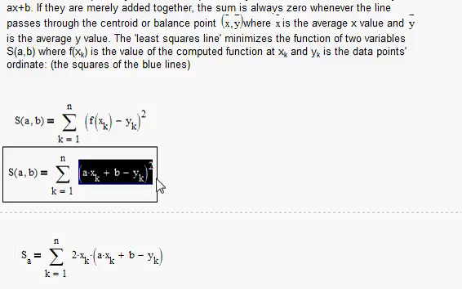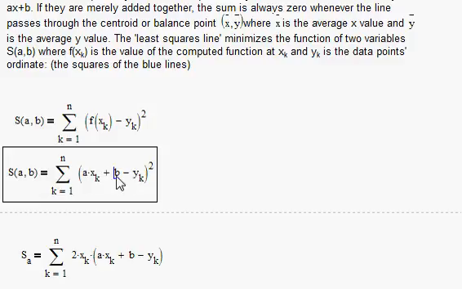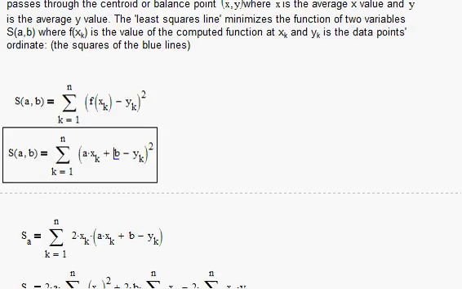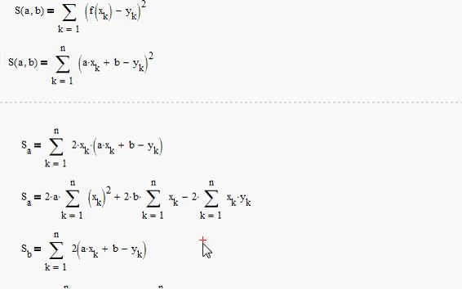See if you can work out, before I just scroll down a little bit, what would the partial with respect to b be for this one? Well, it would be 2 times this times 1. So here it is, 2 times that.